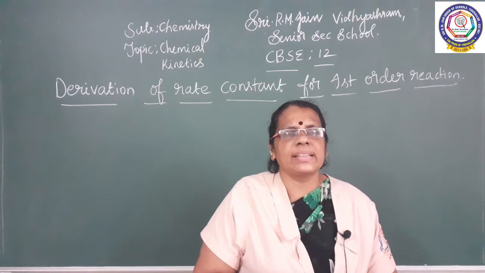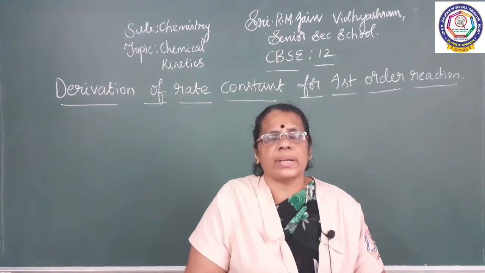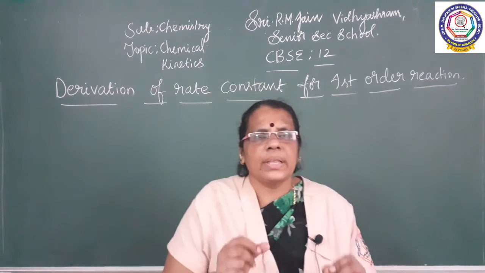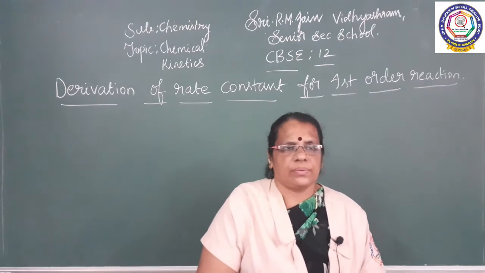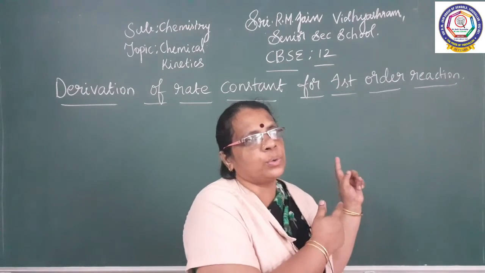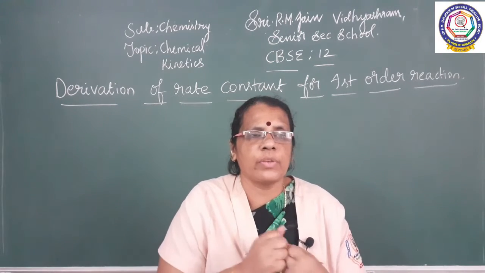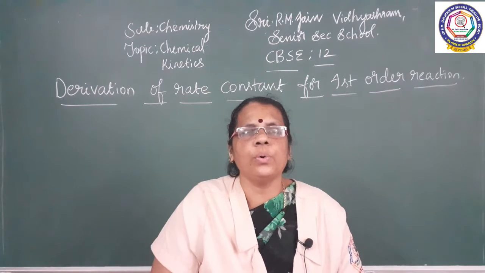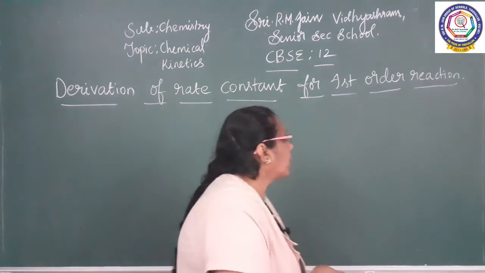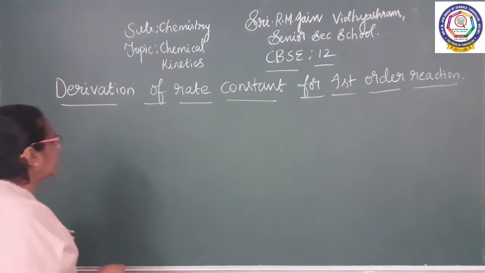Already we are discussing the topic chemical kinetics. Up to rate constant for zero order reaction we have completed in the previous class. Now I am going to derive the rate constant for first order reaction. So I want everybody to be ready with your notebook and work along with me, so that it will be easy for you when you are going to attend the exam. So be ready children, I am going to start now. We are going to derive rate constant for first order reaction.